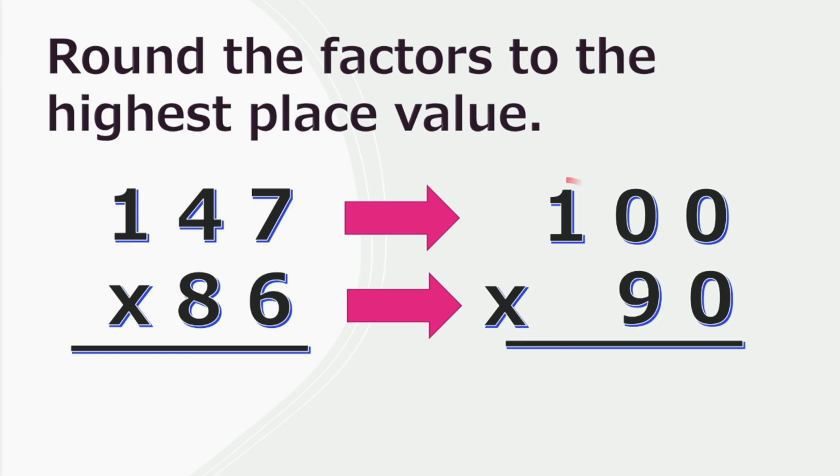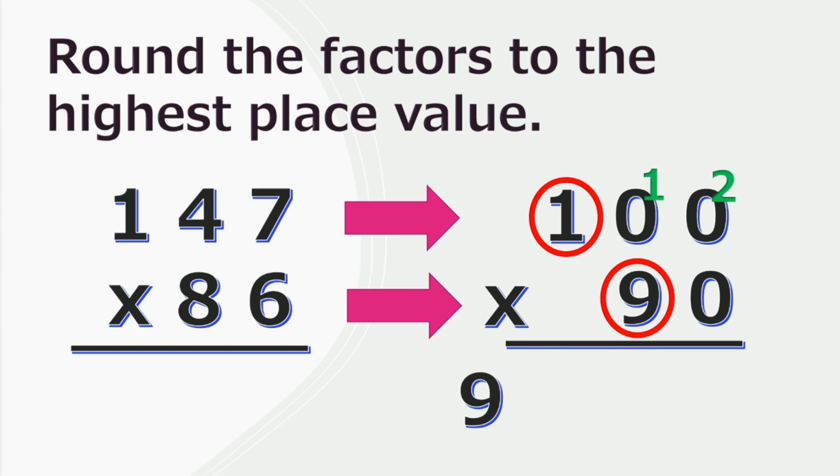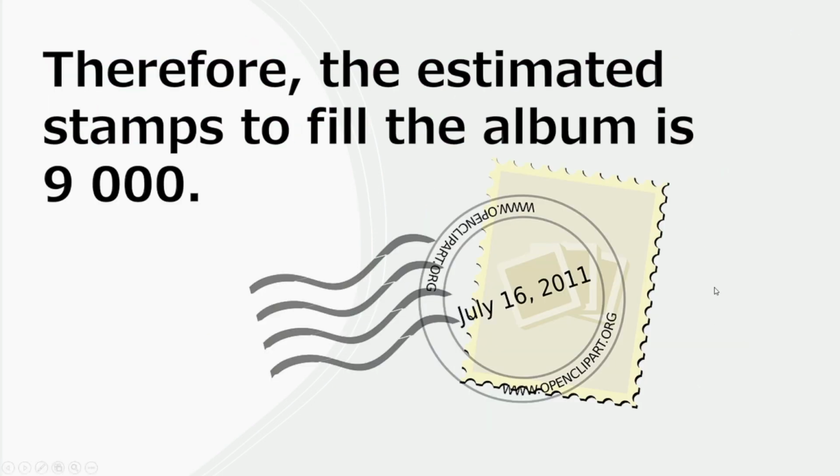So multiply 1 and 9. 1 times 9 is 9. Count the number of zeros. 1, 2, 3. So you will add 3 zeros to 9. Therefore, the estimated stamps to fill the album is 9,000.